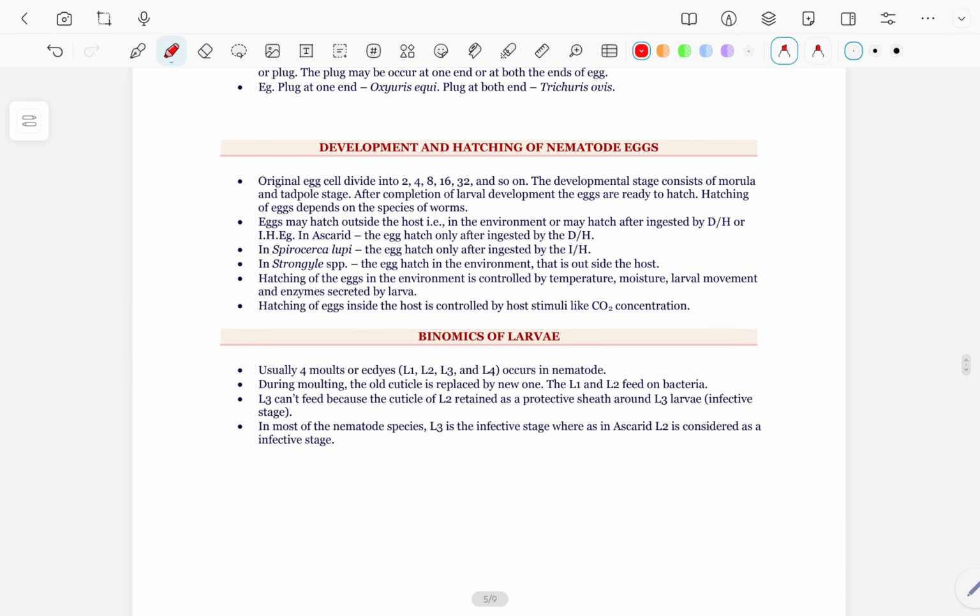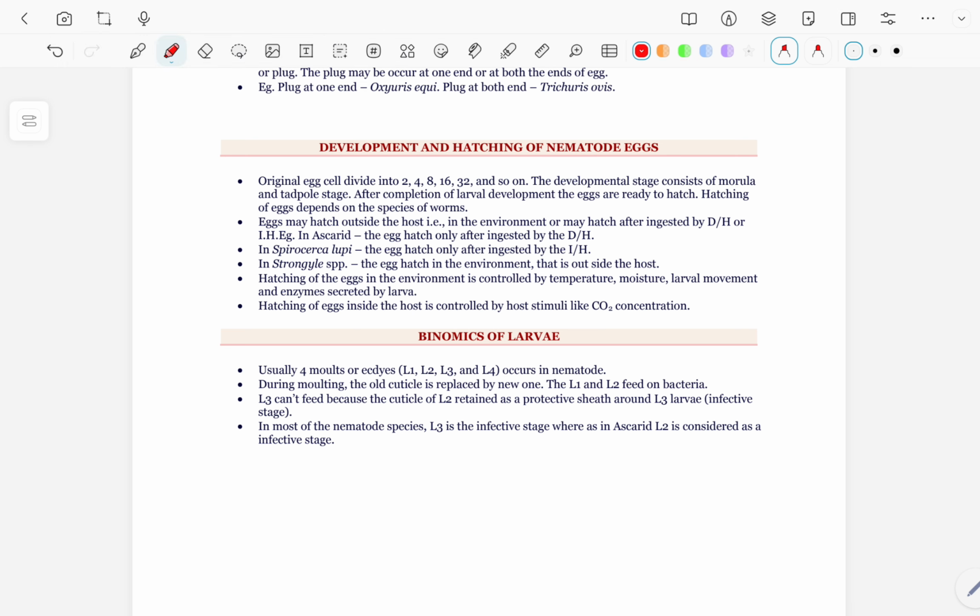Development and hatching of nematode egg. The original egg cell divides into 2, 4, 8, 16, 32 and so on. The developmental stages consist of morula and tadpole stage. After completion of larval development, the eggs are ready to hatch.